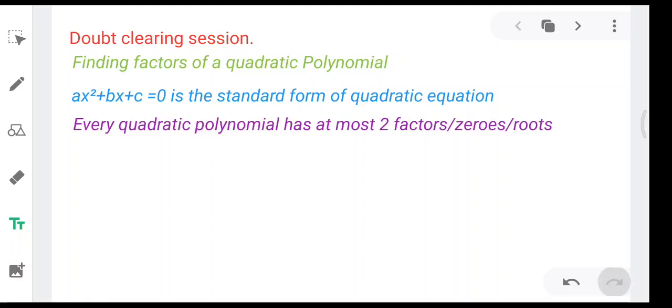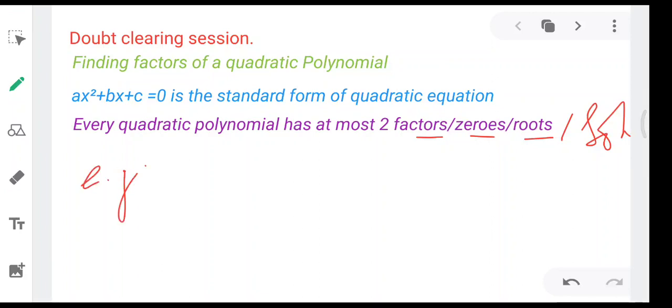And how many zeros does it have? Every quadratic polynomial has at most 2 factors. The other names of factors are zeros, roots, or you can say solutions. All mean the same. So I can give some examples here now.